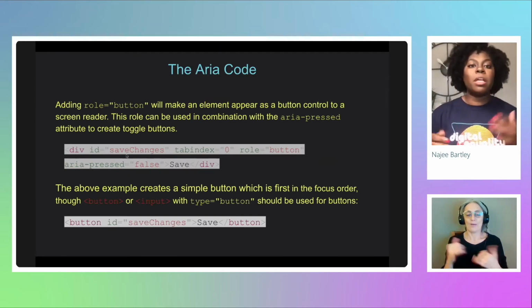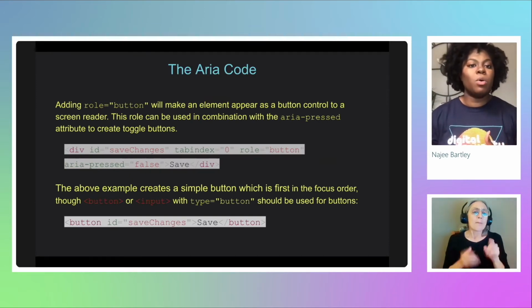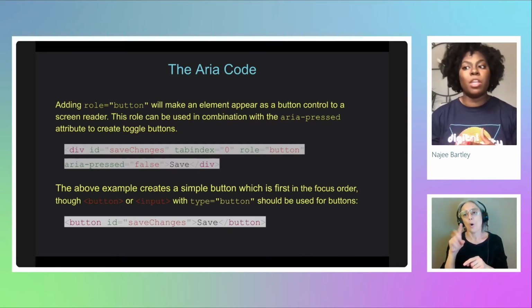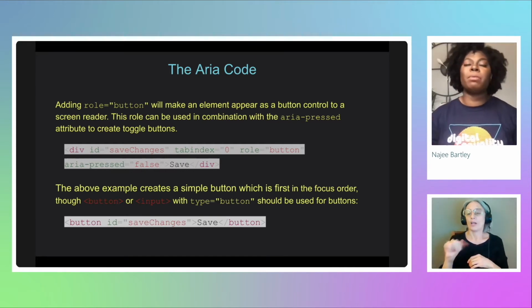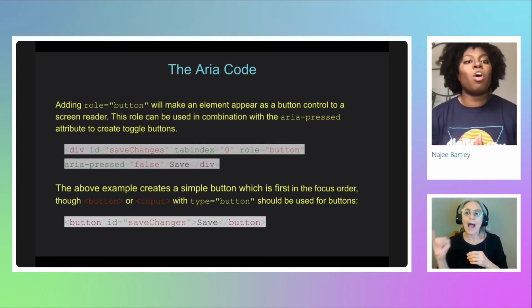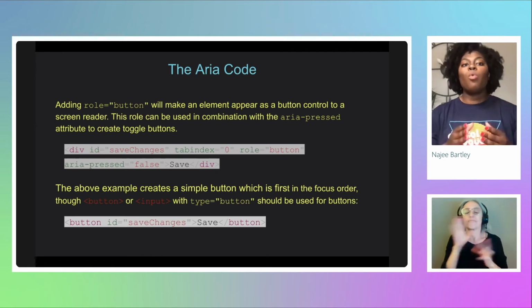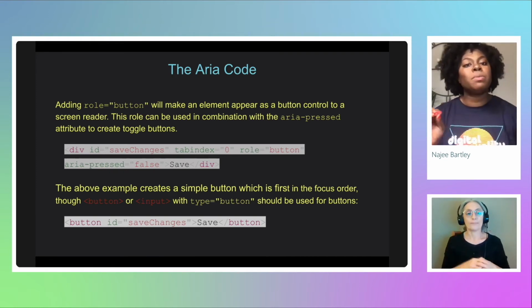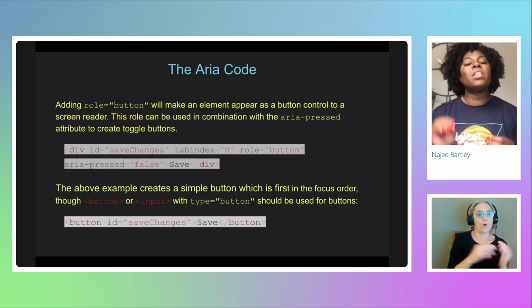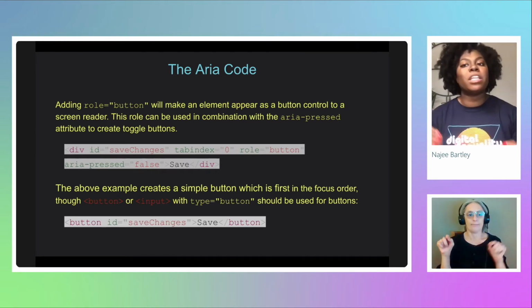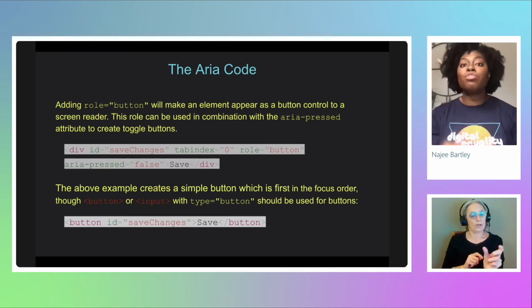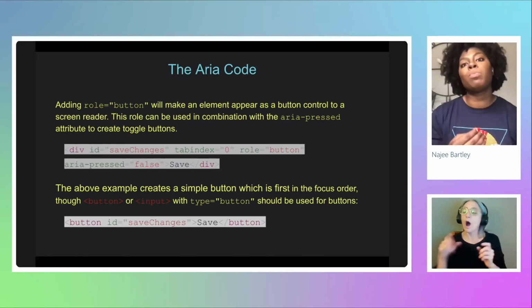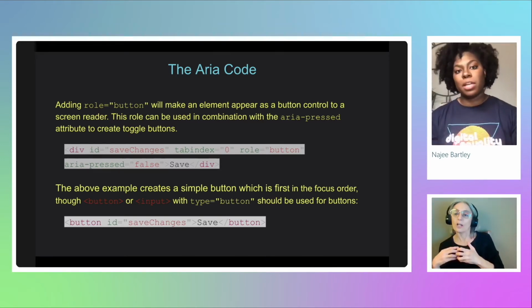Now, this may be a little difficult for people to see, so let me know. This is real time. This is real code. So if you have issues, let me know. Some people say REI, some people say ARIA, but let's talk about the ARIA code. When you add role equals button, it will make the element appear as a button control to the screen reader. All we want is the screen reader to be able to interpret the email properly.